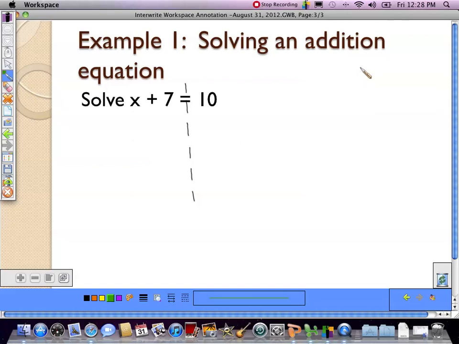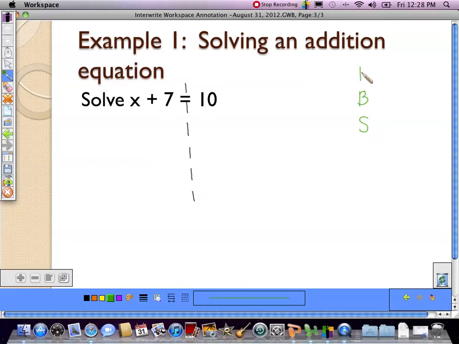Now, we need to remember that we are going to follow the steps IBS, inverse, balance, solve. Now, it's very important that you always start on the side with the variable. Remember, in one-step equations, you are trying to solve for this x. You are trying to solve for this variable. So your eye should go straight to the variable. You need to start on the side where the variable is located. And in this case, it's on the left side. So we're going to start over here with the x plus 7.